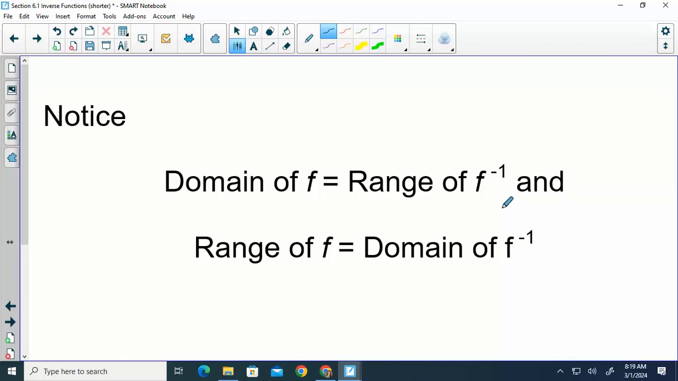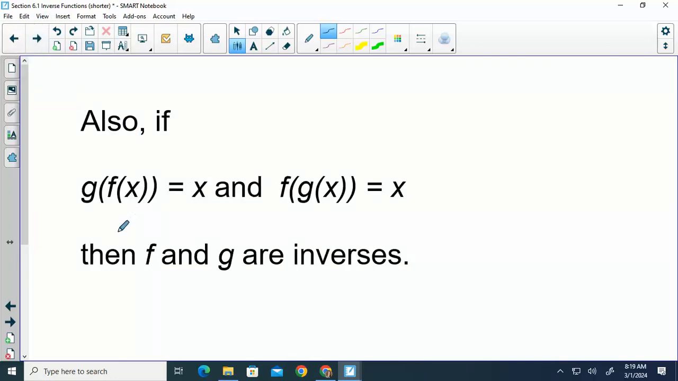The other thing that we need to note, inverses are opposites of one another. So if you do both operations, they should cancel each other out. So if you have, for instance, a cube root and a cube, they're opposites of one another. If you have the cube root of x and you cube that, you're left with x. If you have x to the third and you do the cube root, you get x. So inverses are opposites, they cancel one another and will give you back just the original x.